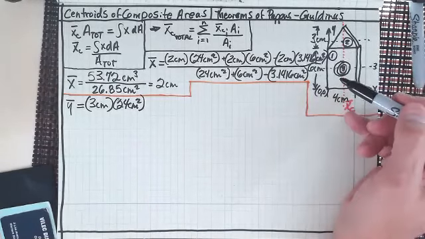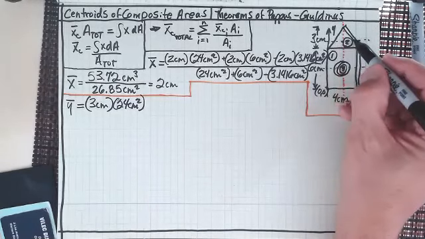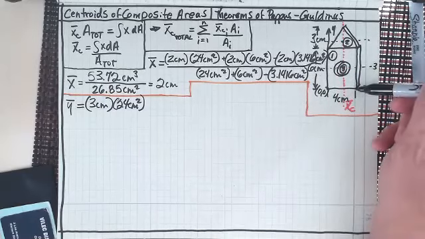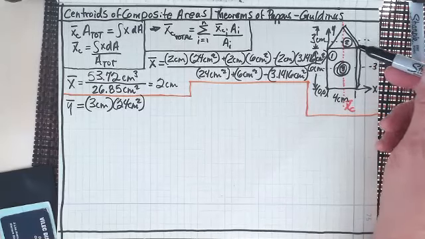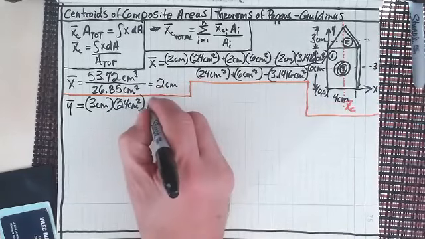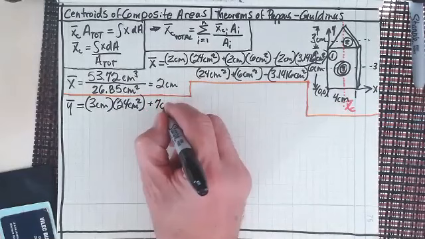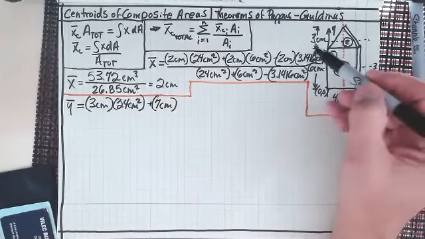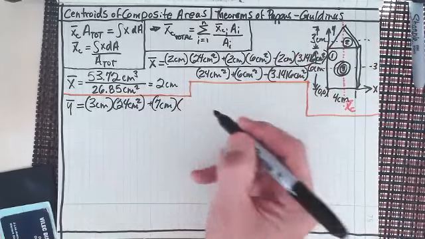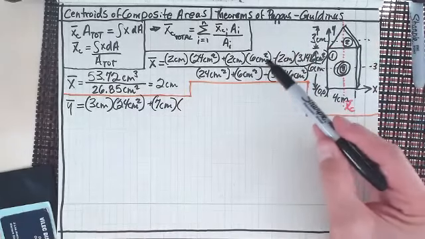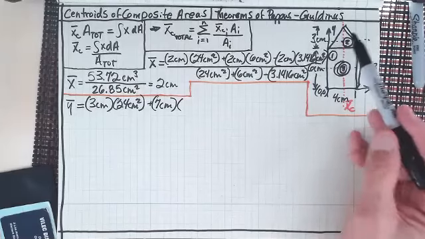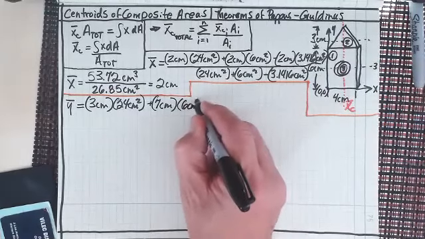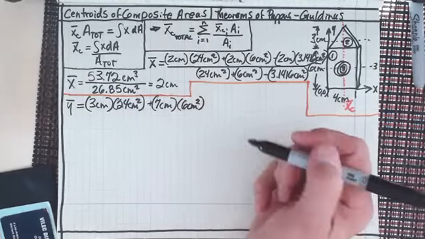Let's do the triangle. Now we know for the triangle, this is going to be at the centroid, right? So where is that centroid? Let's see, that's 6 plus 1. So that would be 7 centimeters. That's the centroid of the triangular piece times the area of the triangular piece. And of course, we've got 3 times 4 divided by 2, and that's going to give me 6 square centimeters, just like it was above.